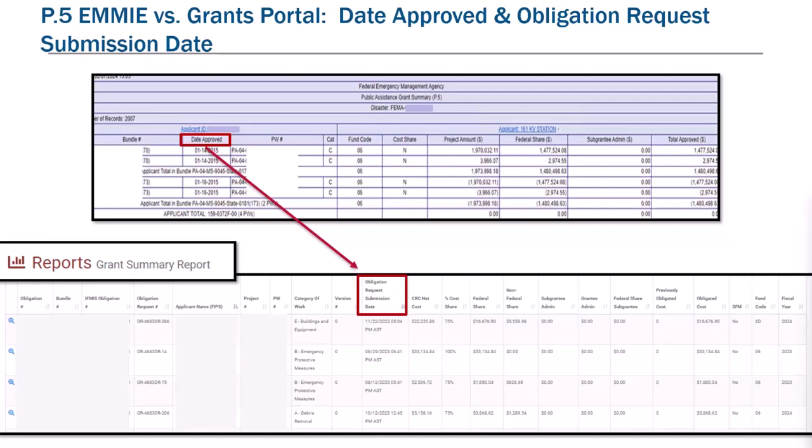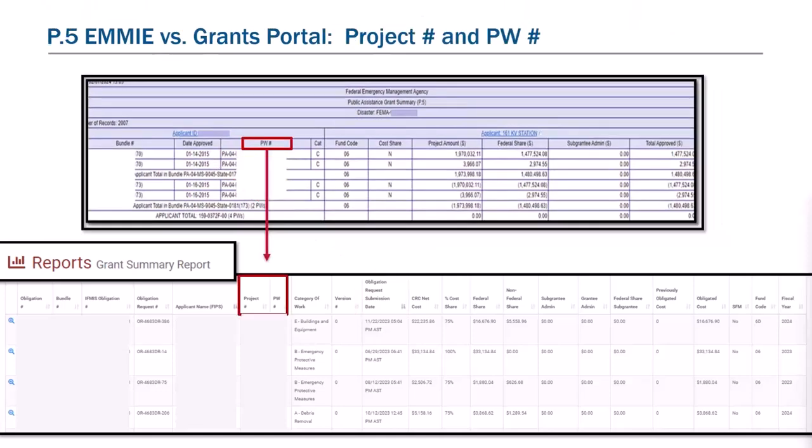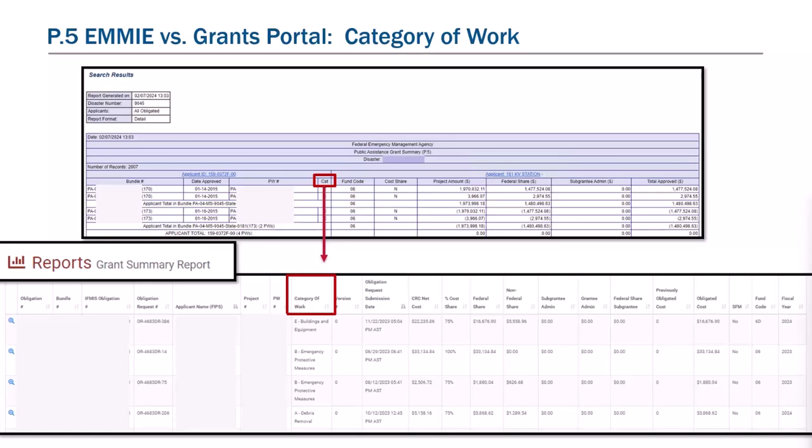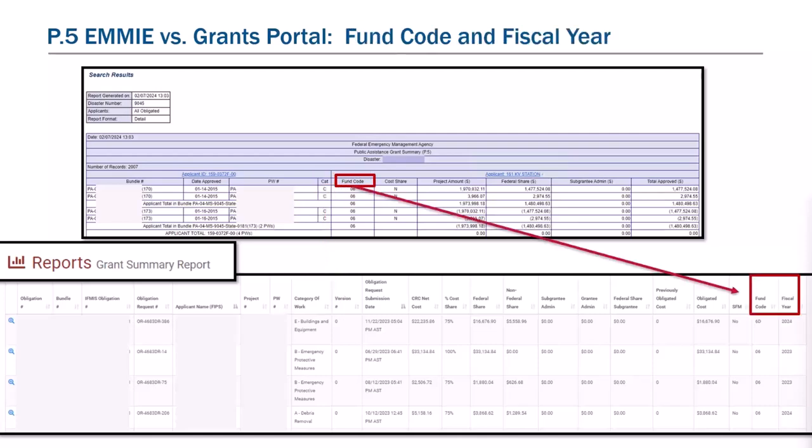In EMMIE, it shows date approved. In Grants Portal, it shows the equivalent information under the obligation request submission date. In EMMIE, it shows the PW number. In Grants Portal, it's broken down into project number and PW number. In EMMIE, again, it shows the category of work. Grants Portal has the category of work at a more granular level.